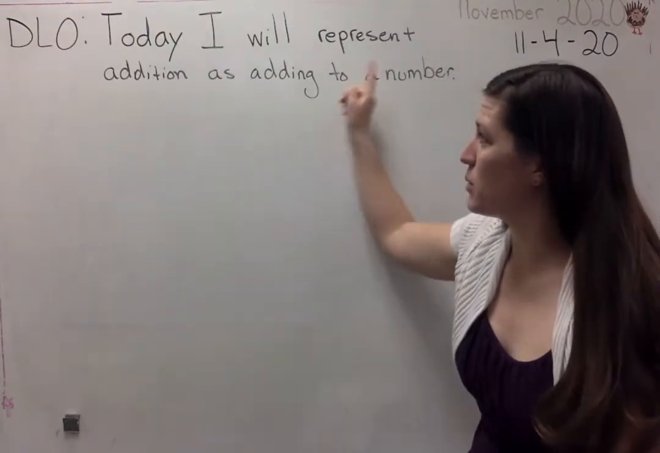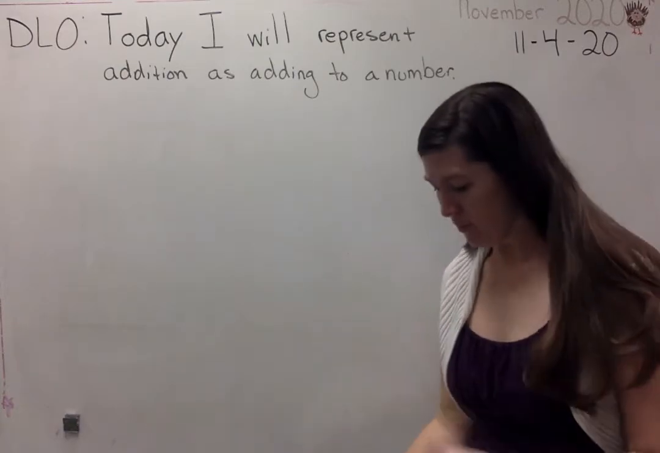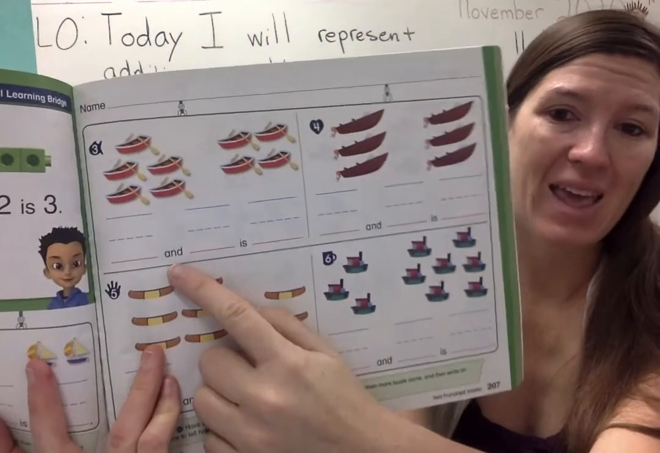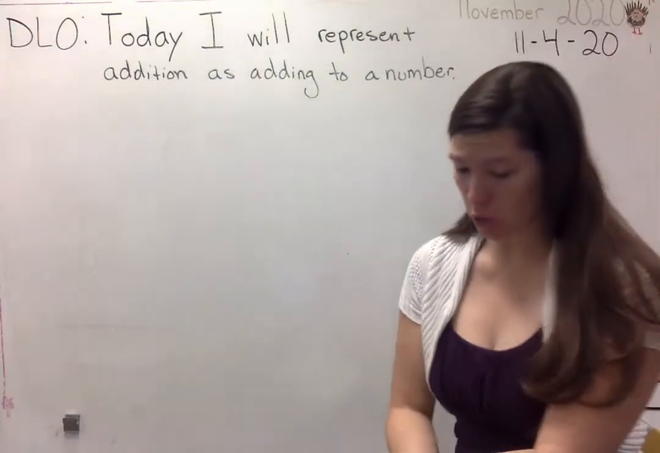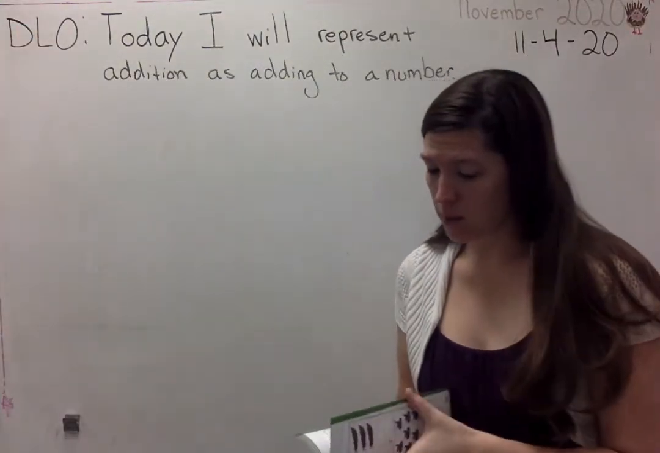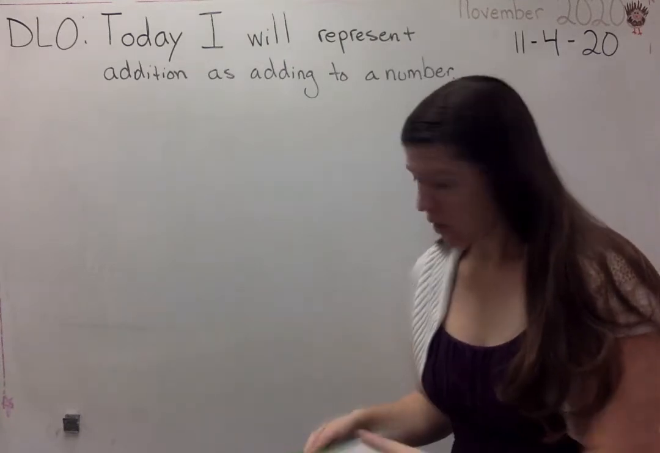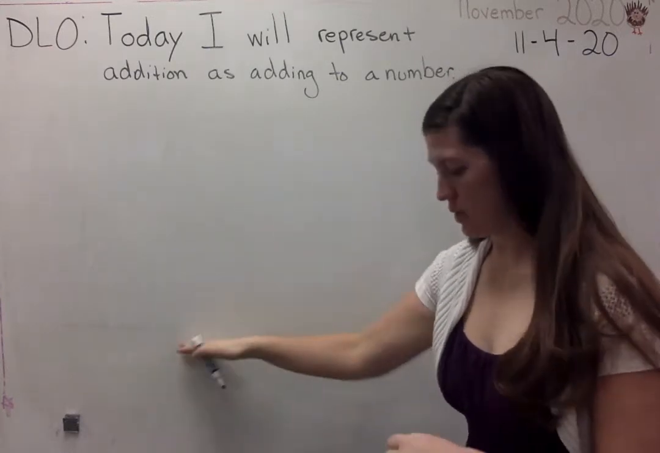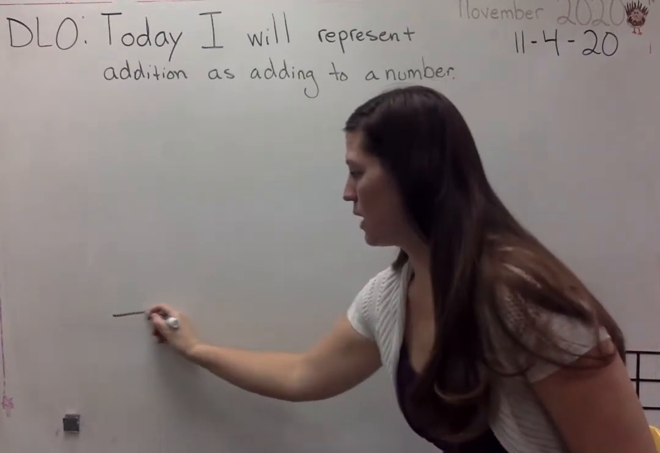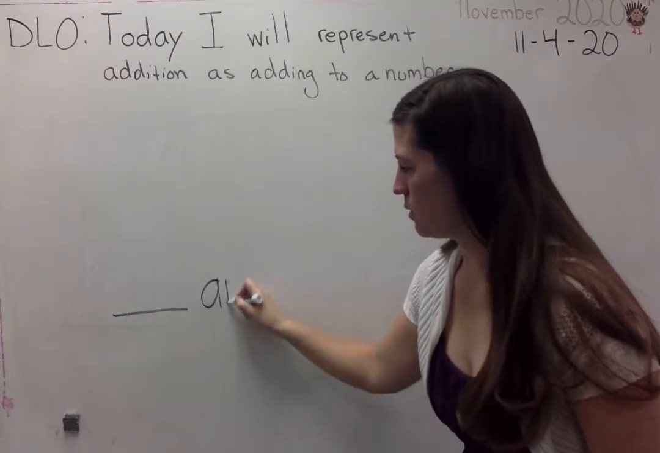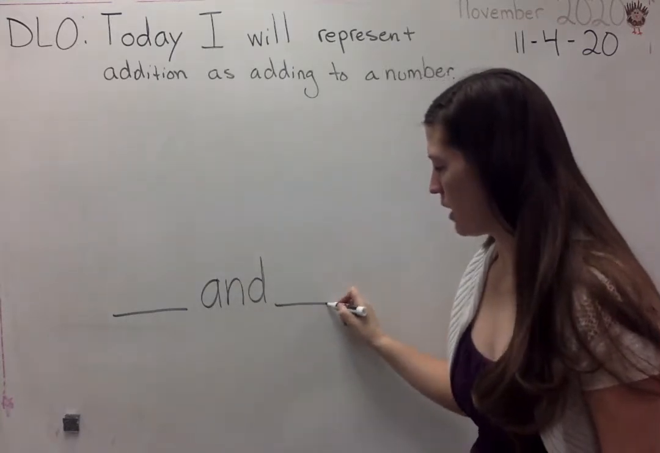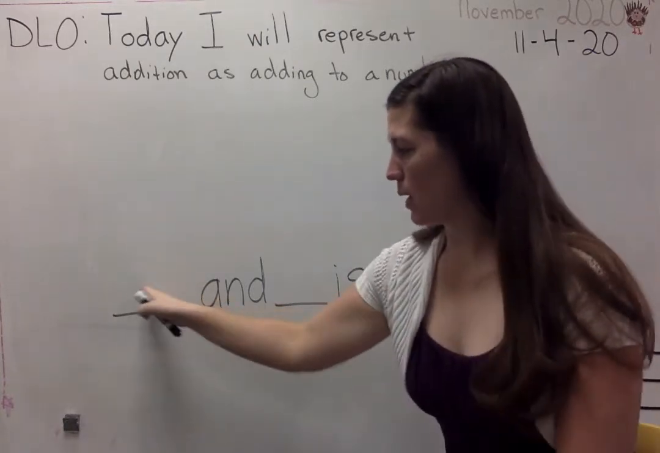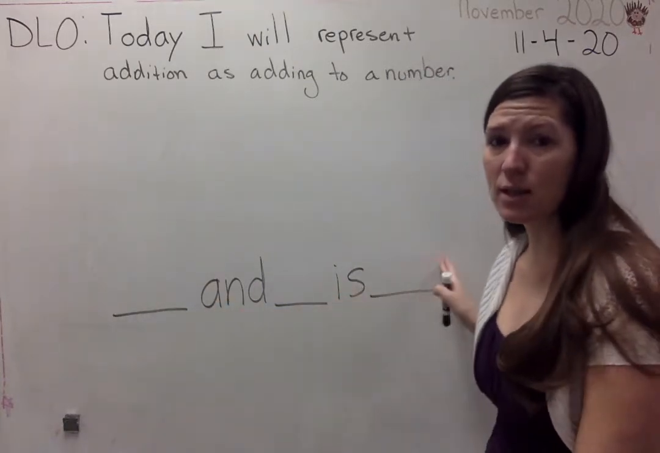So we're going to represent addition as adding to a number. These are words that you can read today, and is. We've learned those words already because they're all sight words. So where's my black marker? Here it is. I'm going to write those numbers down here as blank and blank is blank. So a number and another number is a sum.